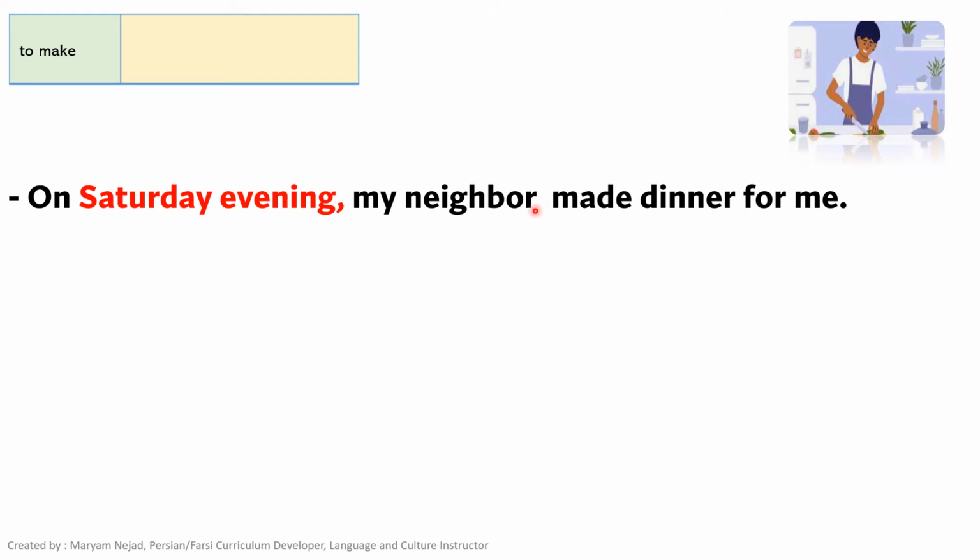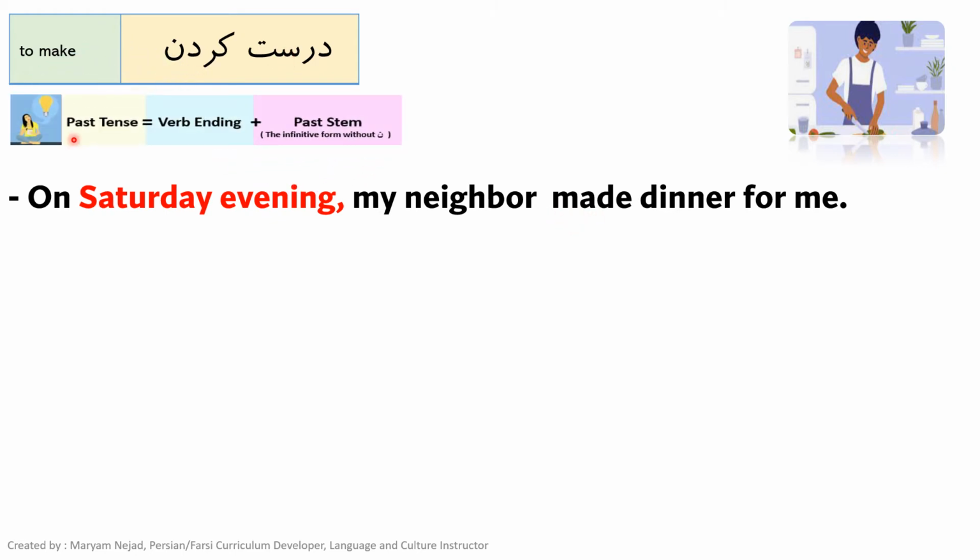Okay, so what is the verb? The verb is made, which comes from the infinitive to make. What's to make in Farsi? It's درست کردن. And then made is past tense. So here's the formula for past tense.